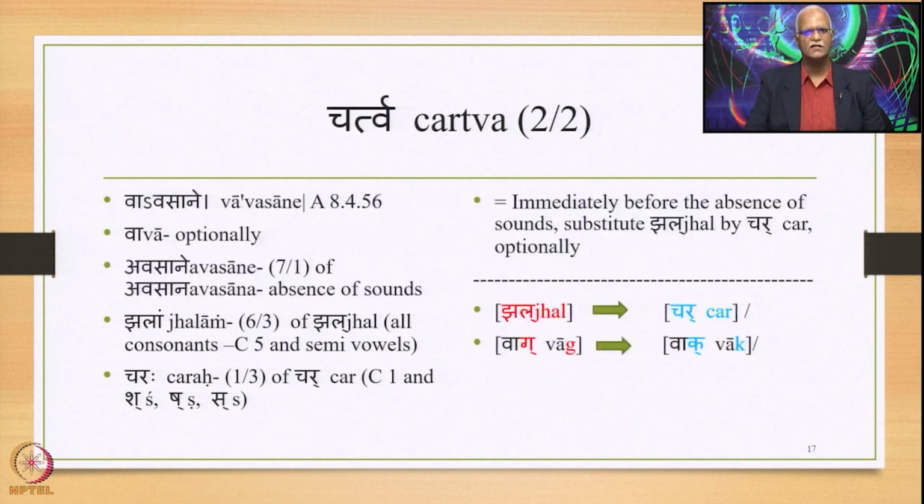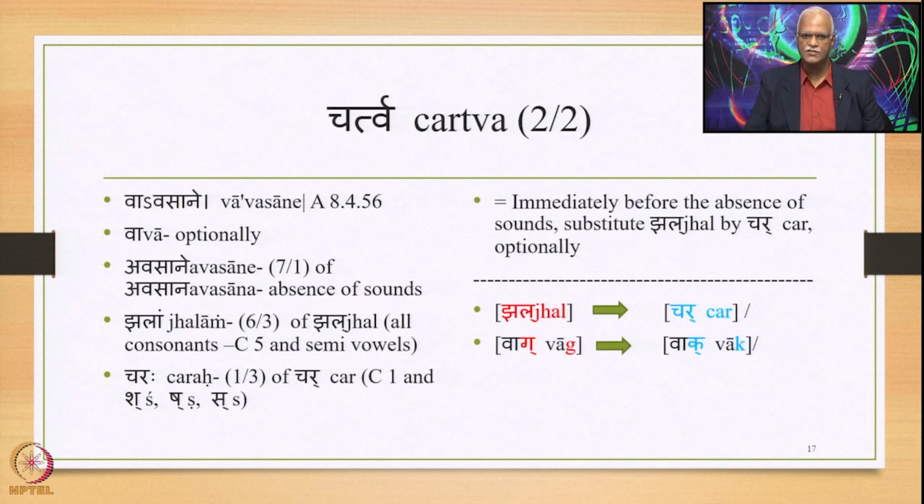And then there is the other sutra that we were talking about, vavasane. This sutra has two words, va and avasane. Va means optionally, and avasane is 7/1 of avasana. Avasana is absence of sounds. So immediately before the absence of sound, that is the meaning of avasane.